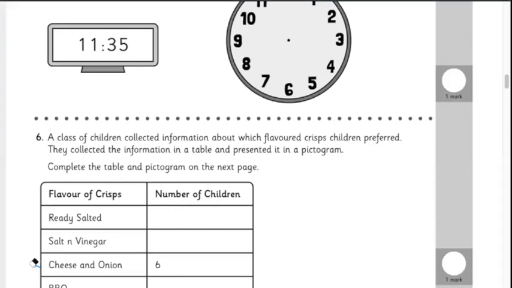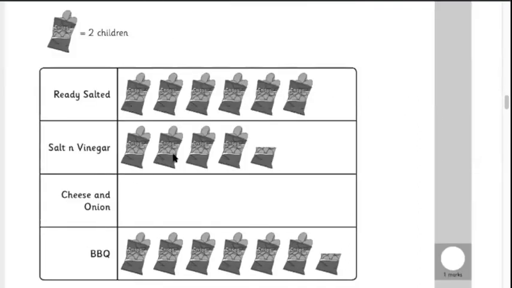I'm still getting used to all of this. I am sorry. Right, so salt and vinegar. Let's have a look. So salt and vinegar, we go down to salt and vinegar. We have 1, 2, 3, 4.5 packets.